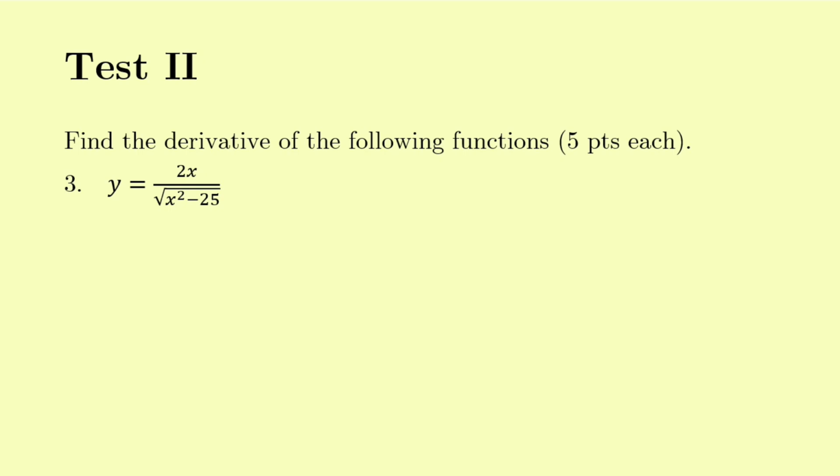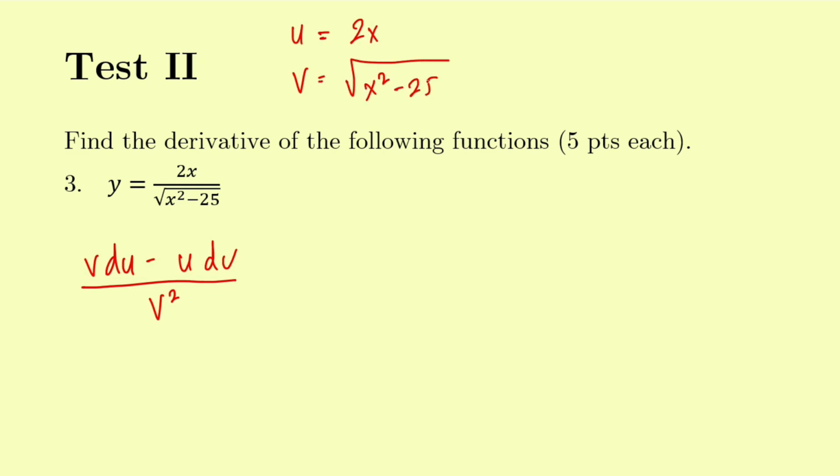Let's use the quotient rule first. The quotient rule states that low d high minus high d low over low squared, or v du minus u dv over v squared. Now let's define first u, v, du, and dv, so we're not going to be confused with this formula. u is 2x, v, the denominator, is the square root of x squared minus 25.